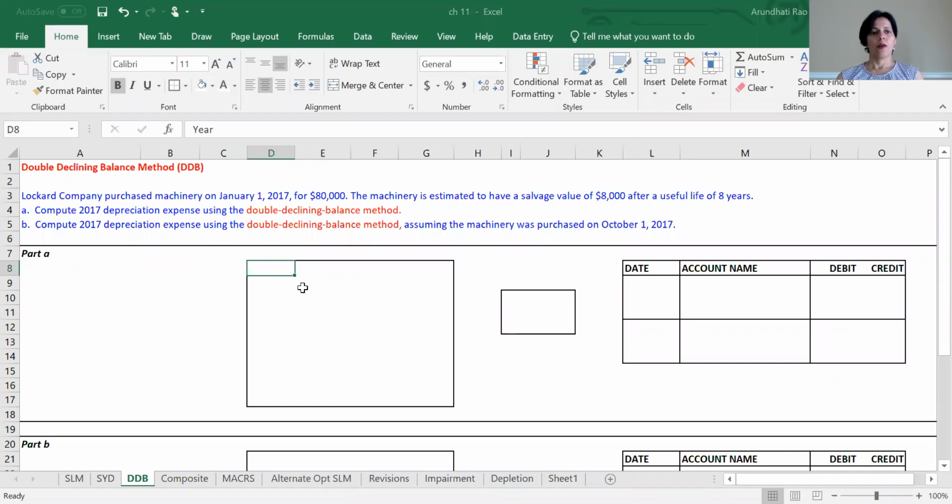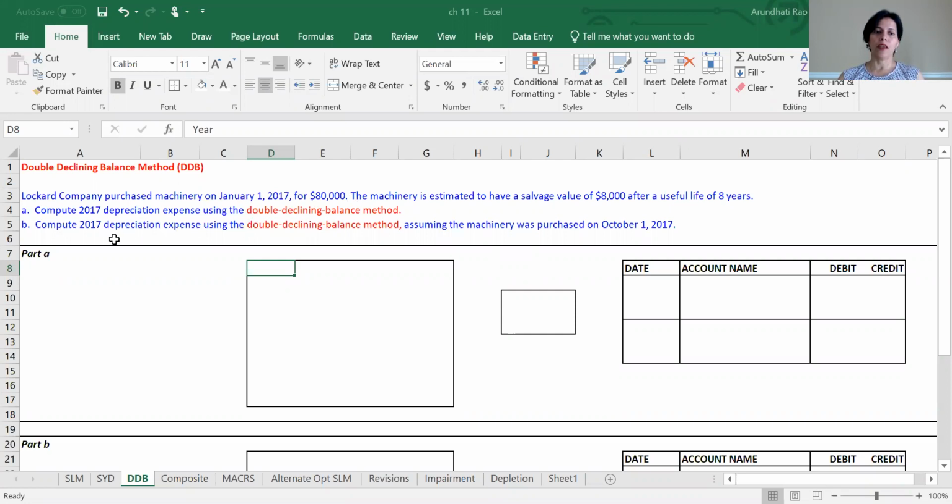Okay. We are using information that had been used previously for a different exercise. Lockhart Company purchased a machine on January 1st, 2017 for $80,000. The machine is estimated to have a salvage value of $8,000 and a useful life of 8 years. We are now going to use the double declining balance method.